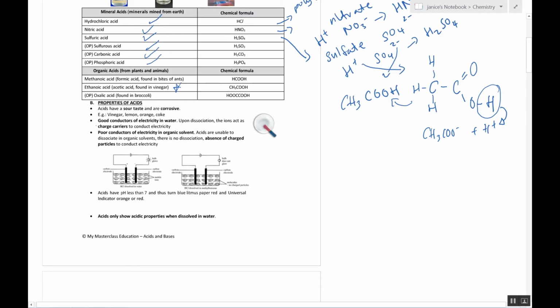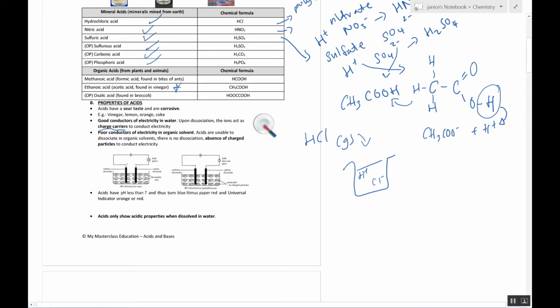Okay, the next property is that acids are good conductors of electricity in water. Why are they good conductors? Upon dissolving in water, acids dissociate to form hydrogen ions. For example, your HCl, which is a gas, I will put it inside water. When I bubble this HCl gas into water, it will break into H+ and Cl-. These ions act as what we call charge carriers to conduct electricity.